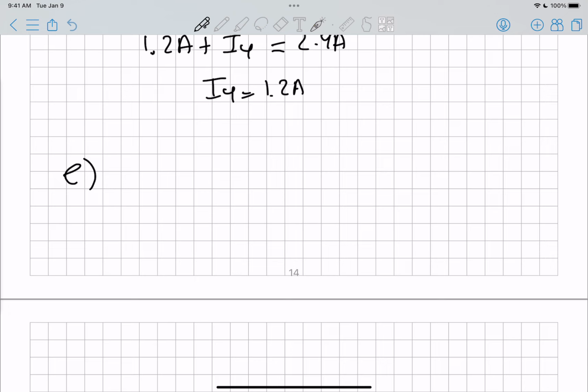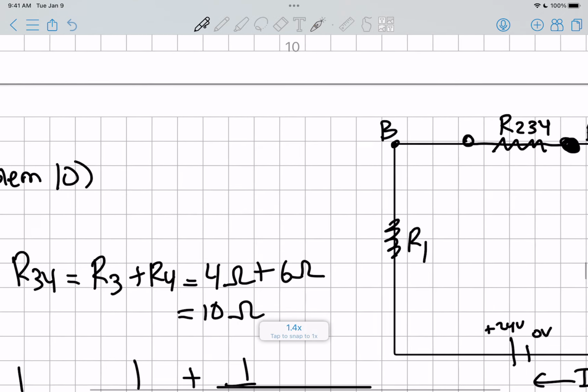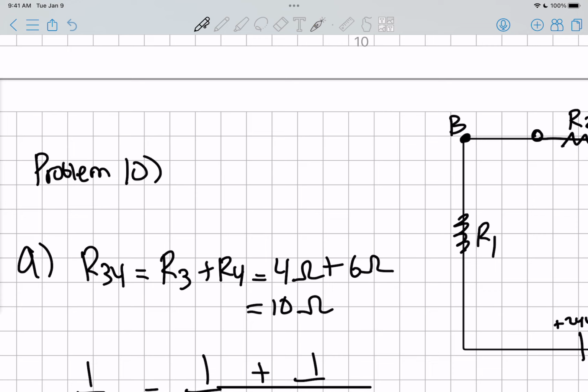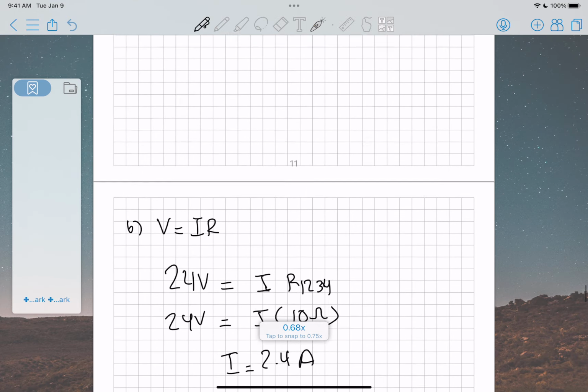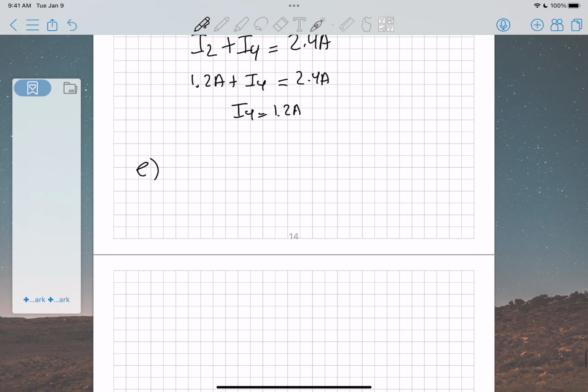Finally, E, which is calculate the electric potential at point B. They want us to figure out the electric potential at point B. So really, this is just asking how much voltage is at point B. And point B was right after R1, but before the branching of R2 and R3 and R4. So this is just asking you how much voltage essentially do we have left.